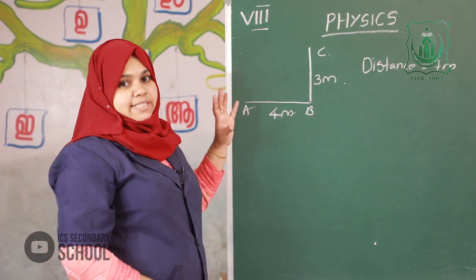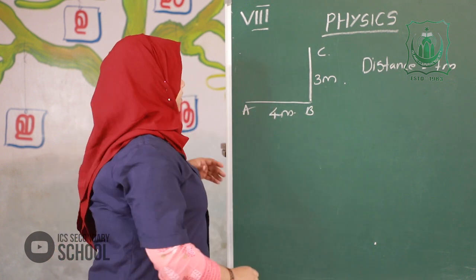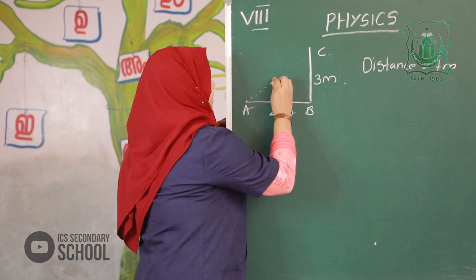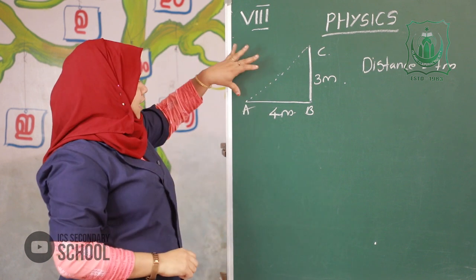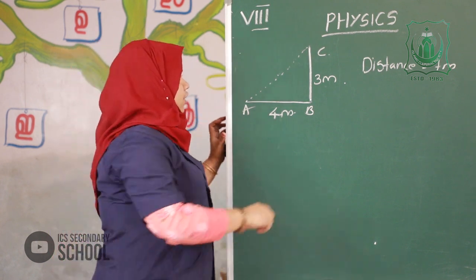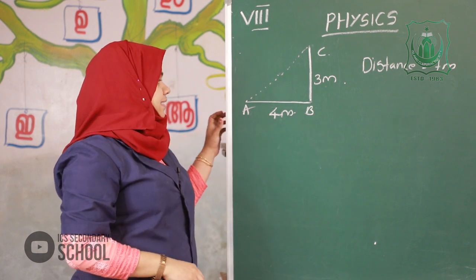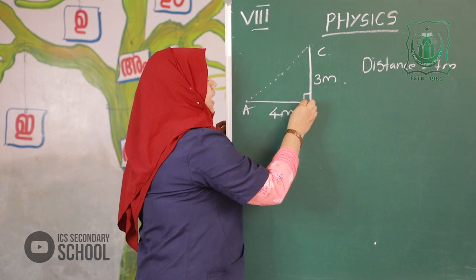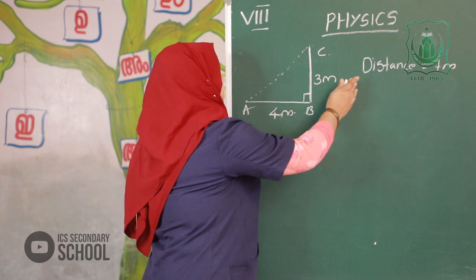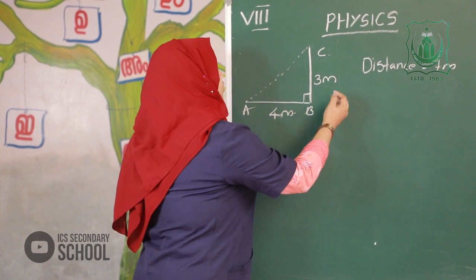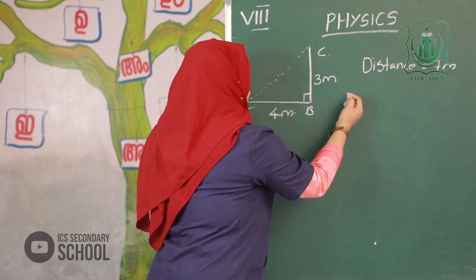Then how to find out displacement? We know that displacement is the straight line distance from initial position to final position. So we want to find out this length, that is AC. We know that this triangle is a right angle triangle. In a right angle triangle, how to find the hypotenuse? By Pythagoras theorem, we can find the hypotenuse AC.